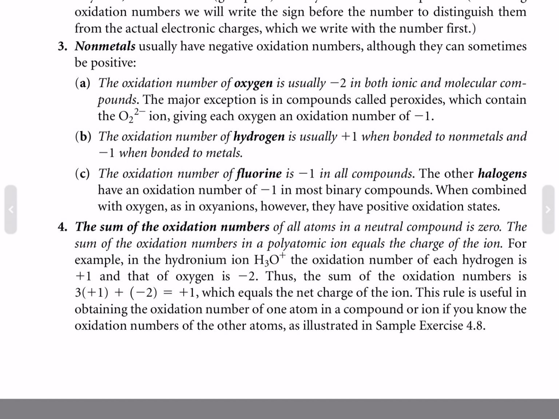Number 4. The sum of oxidation numbers of all atoms in a neutral compound is 0. The sum of the oxidation numbers in a polyatomic ion equals the charge of the ion. For example, in the hydronium ion, H3O+, the oxidation number of each hydrogen is +1, and the oxygen is -2. Thus, the sum of the oxidation numbers is 3 times +1, hydrogen, plus 1 times -2, oxygen, and it equals +1, which equals the net charge of the ion. This rule is useful in obtaining the oxidation number of one atom in a compound when you know the oxidation numbers of the other atoms, as in example 4.8.